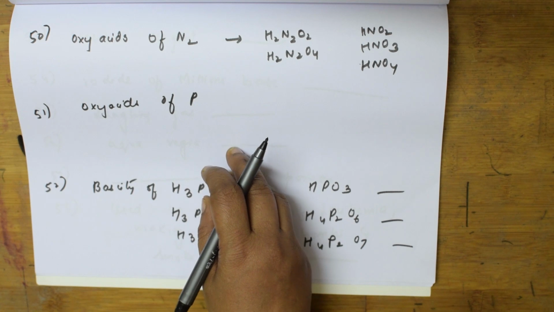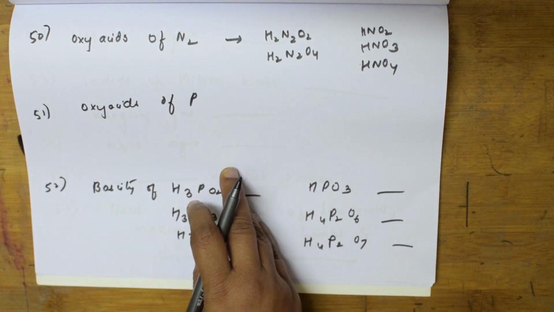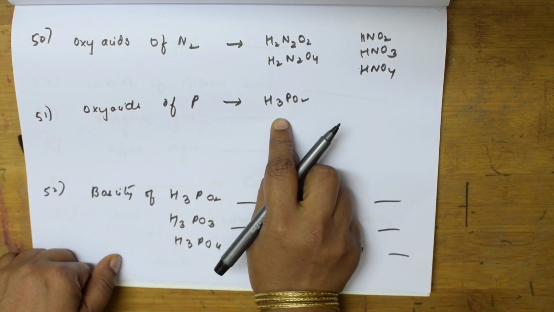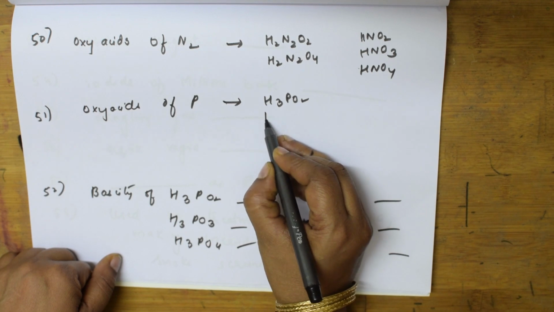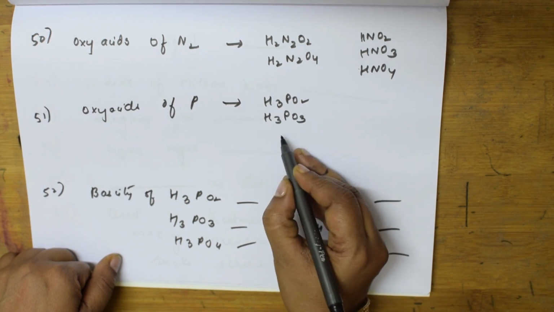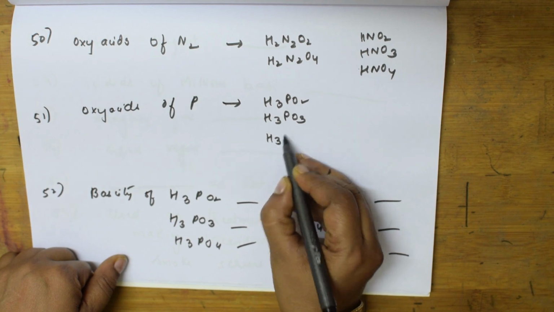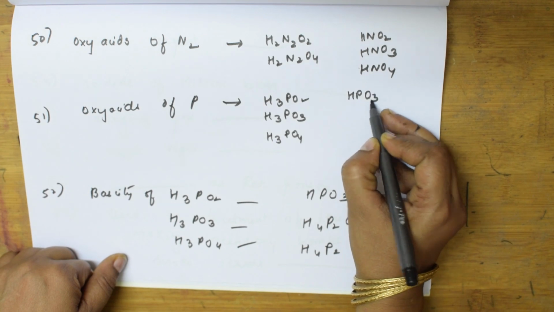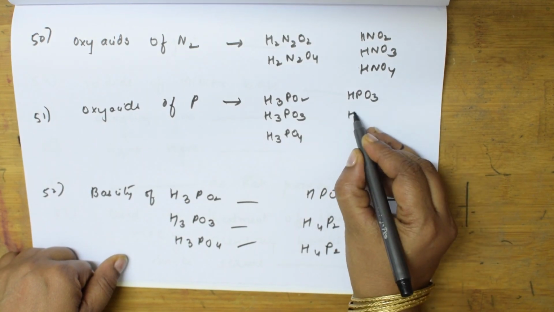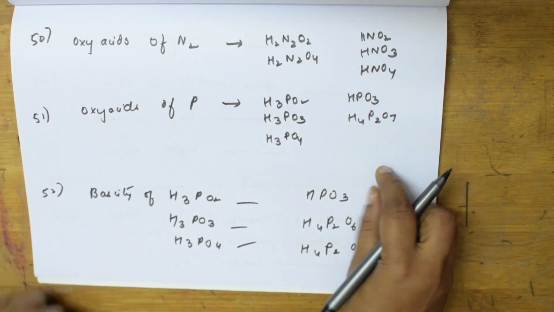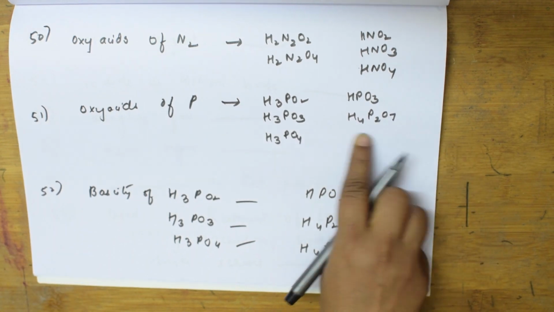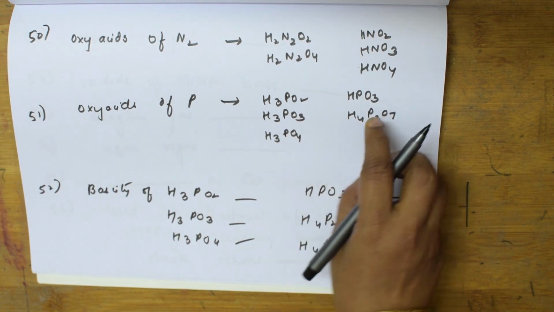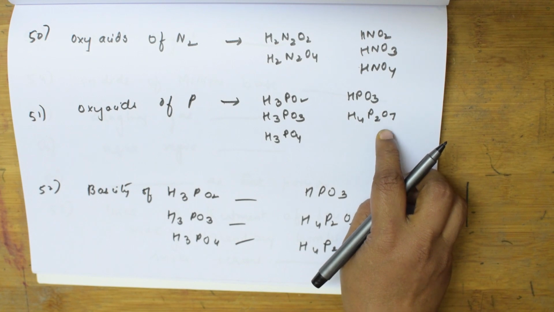What are the oxyacids of phosphorus? Oxyacids are quite common and important. H3PO2 is called hypophosphorus acid. Next, H3PO3, phosphorus acid. H3PO4, orthophosphoric acid. HPO3, metaphosphoric acid. H4P2O7, pyrophosphoric acid. Right, students? Hypophosphorus acid, phosphorus acid, orthophosphoric acid, metaphosphoric acid, and pyrophosphoric acid.